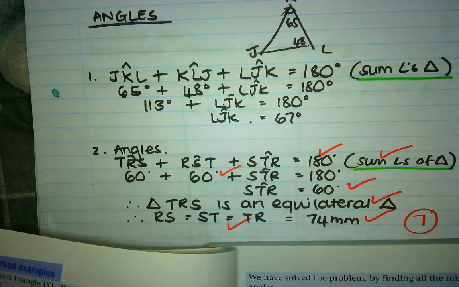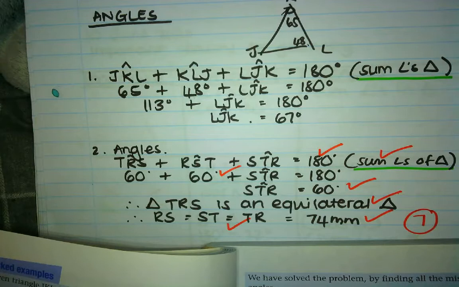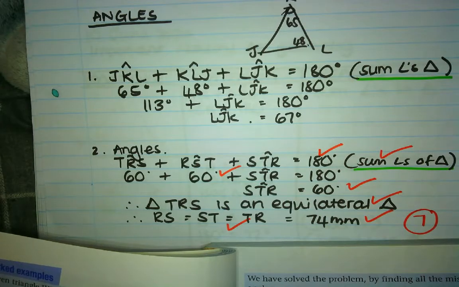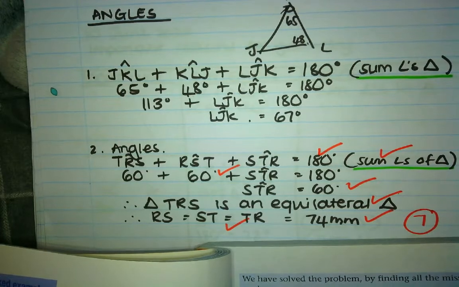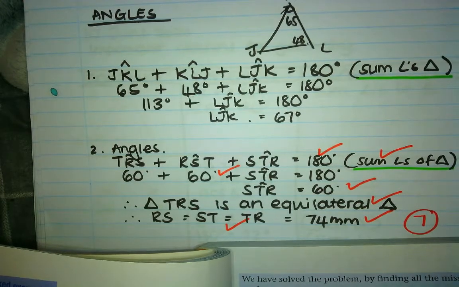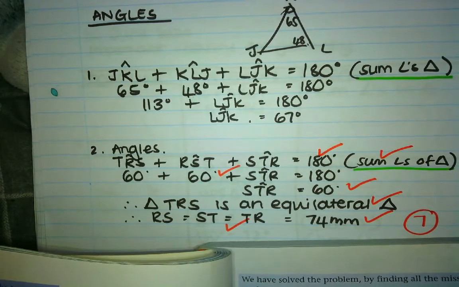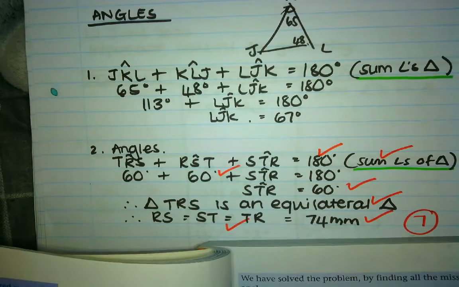Okay, so that's an easy 7-mark question. So yeah, it's pretty much a process. You need to find out the angles, and if you see that the angles are all 60 degrees, then what type of triangle is it? Oh, it's an equilateral. Then you write that down. So you've proved that it's an equilateral triangle, and from there, because it's an equilateral triangle, all the sides will be the same, which is all going to be 74 millimeters. I hope you understand that.